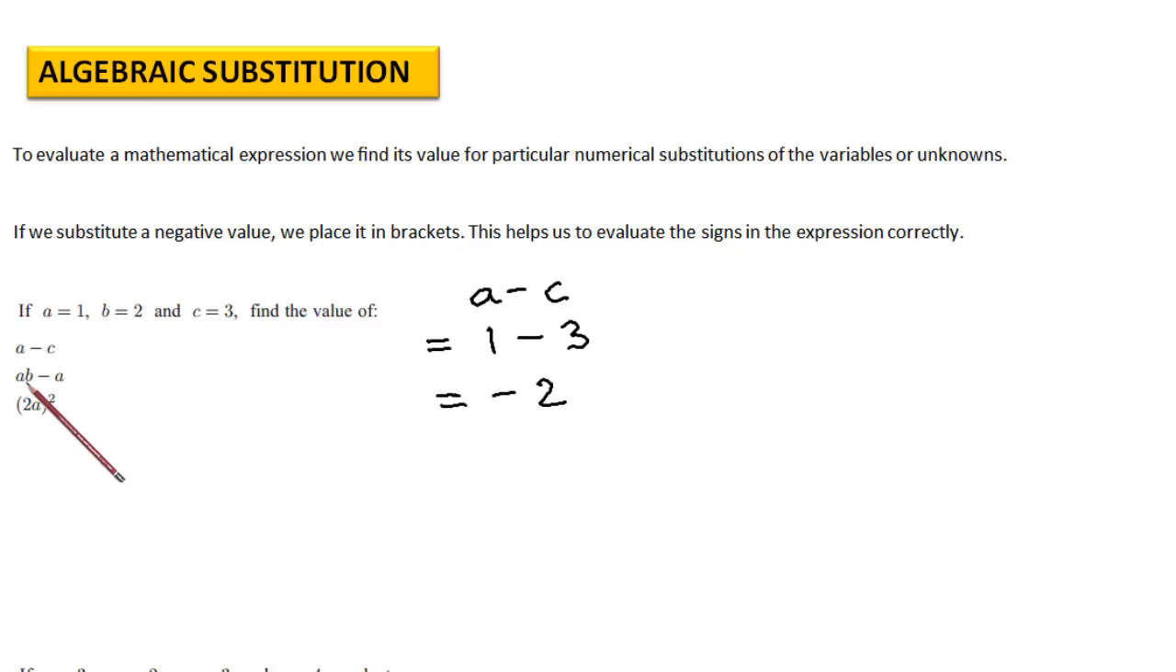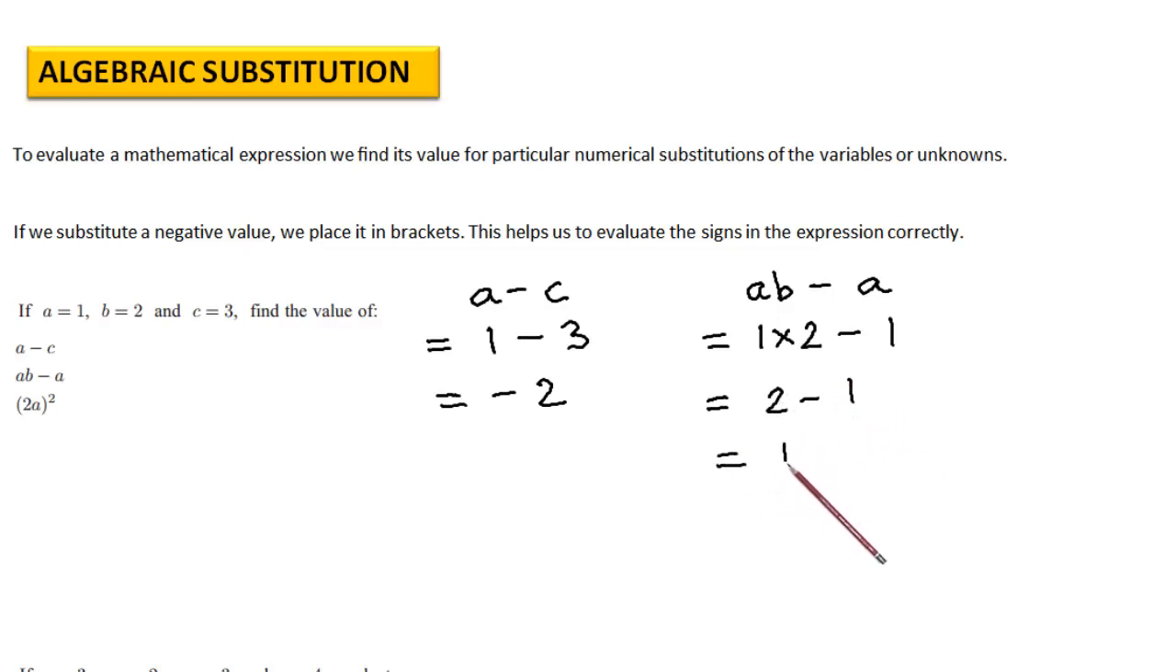Then let's look at the second one, AB minus A. Now remember, AB means A multiplied by B, and the value of A is 1, the value of B is 2, minus A, again we write it as 1. So it's 1 2s is 2, 2 minus 1 is 1. So the answer to AB minus A is 1 in this case.